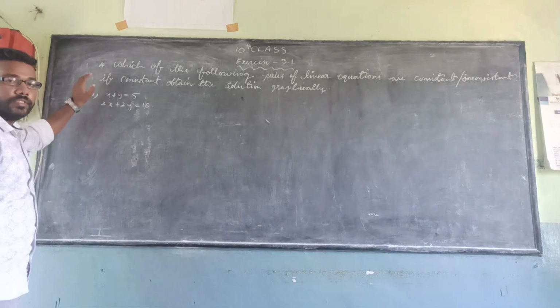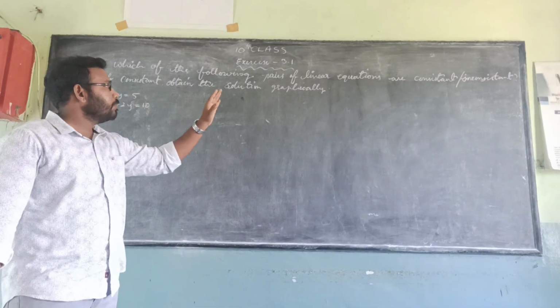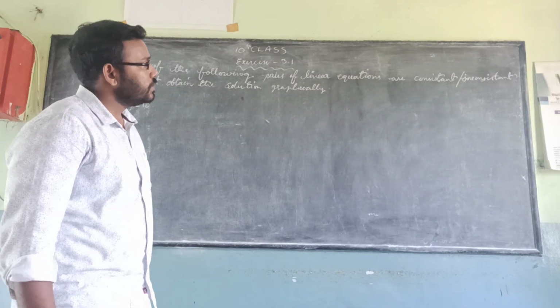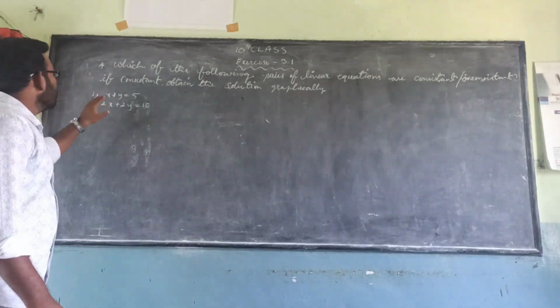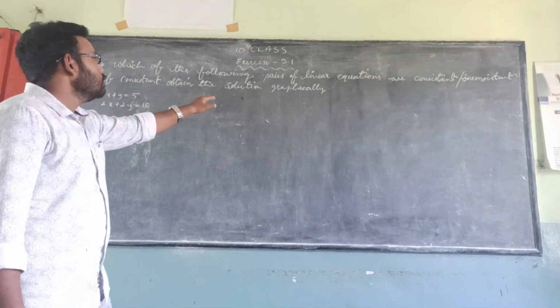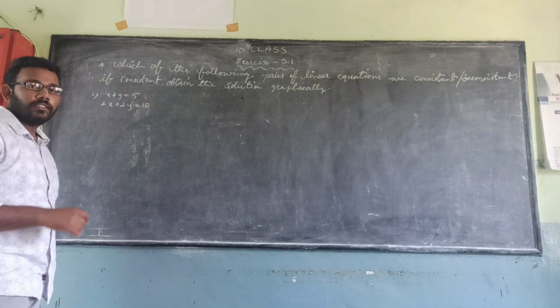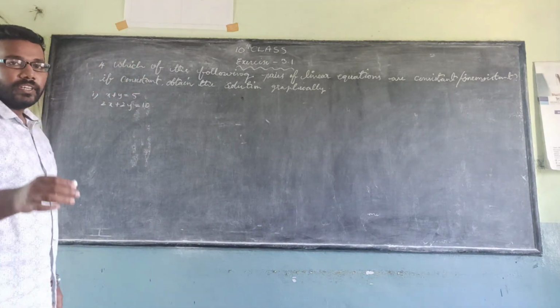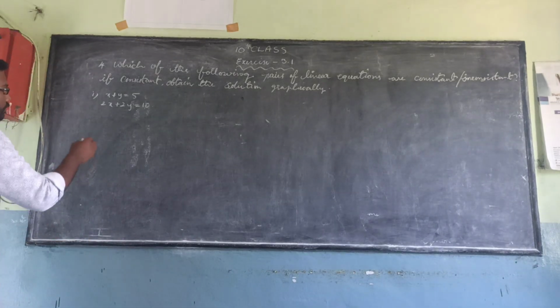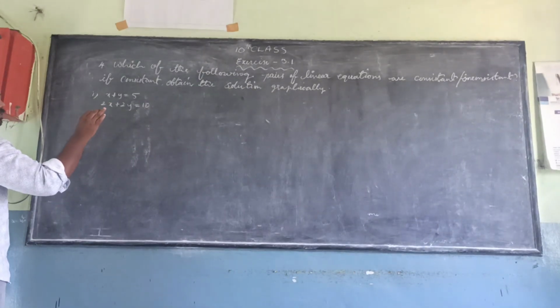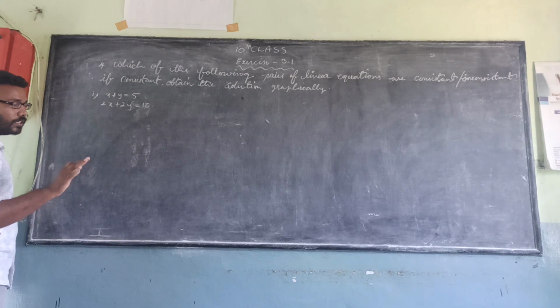Fourth question. Which of the following pairs of linear equations are consistent or inconsistent? If consistent, represent the solution graphically. Only if it is consistent. If it is inconsistent, there is no requirement of showing the graph. So here, first of all, we have to find out whether the given equations are consistent or inconsistent.